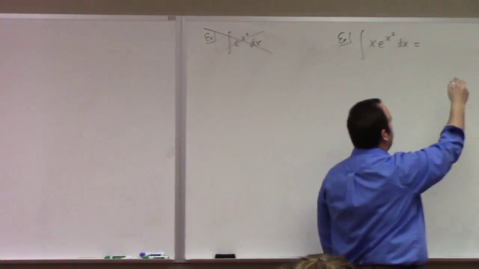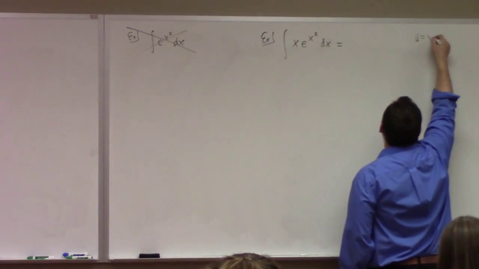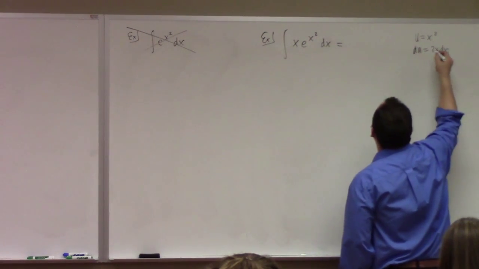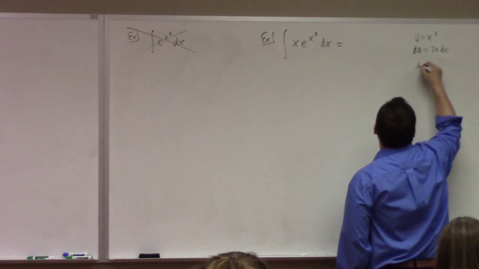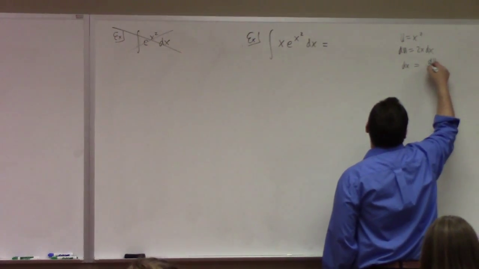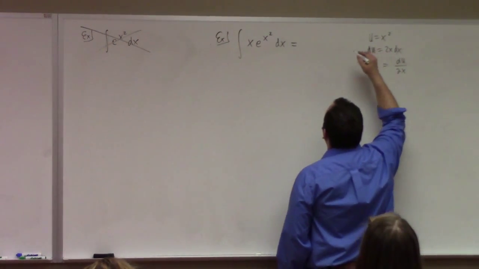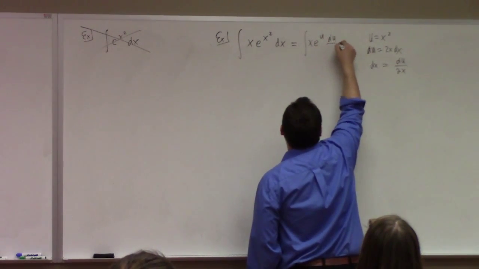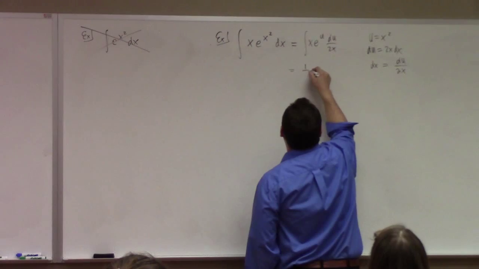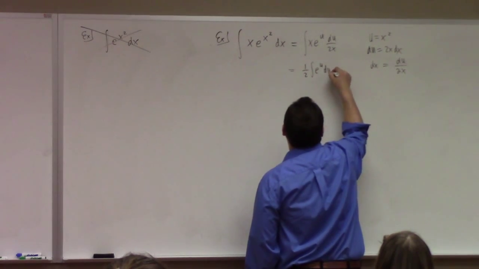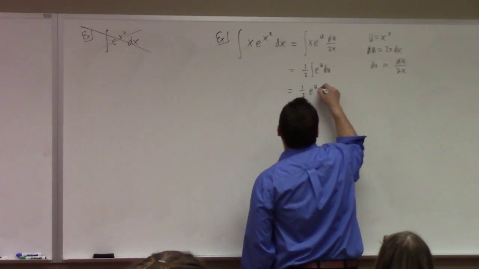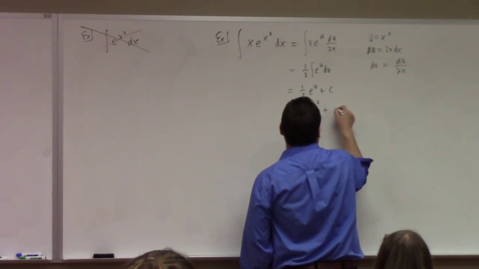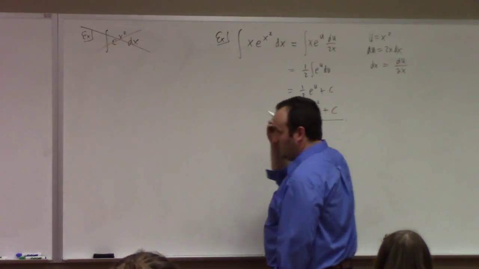We let u equal what? u equals x squared, so du is 2x dx. In other words, dx is du over 2x. So we get the integral of x times e to the u, du over 2x. The x's cancel, and we're left with 1/2 the integral of e to the u du, which is 1/2 e to the u plus a constant, which is 1/2 e to the x squared plus a constant. So that was a u substitution.